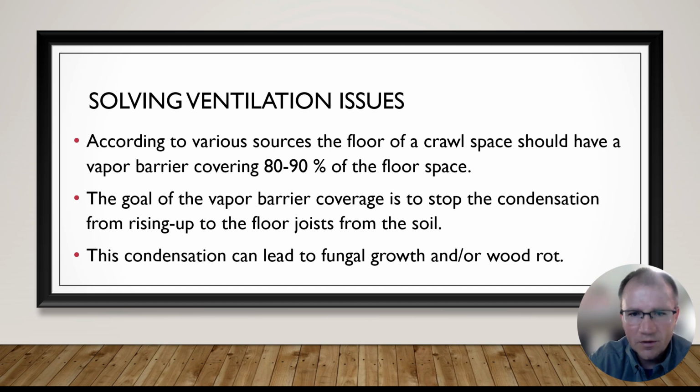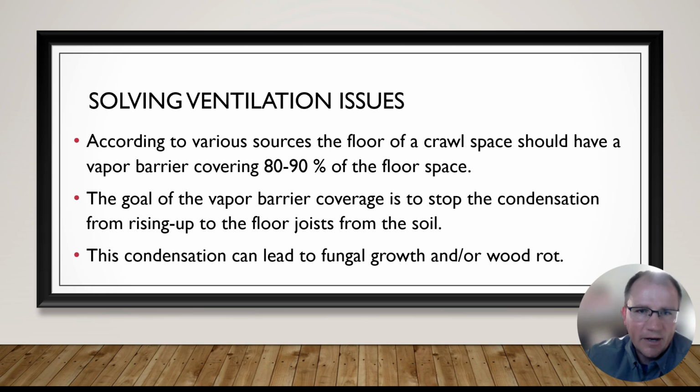According to various sources, the floor of a crawl space should have a vapor barrier covering 80 to 90% of the floor space. The goal of the vapor barrier coverage is to stop the condensation from rising up to the floor joist from the soil. The condensation can obviously lead to things like fungal growth and or wood rot.